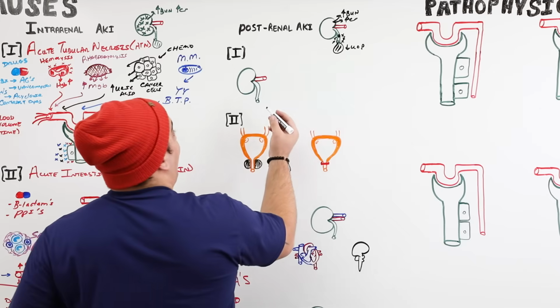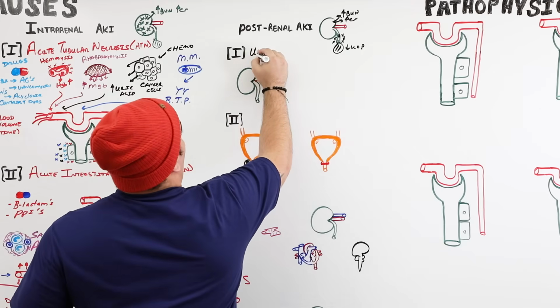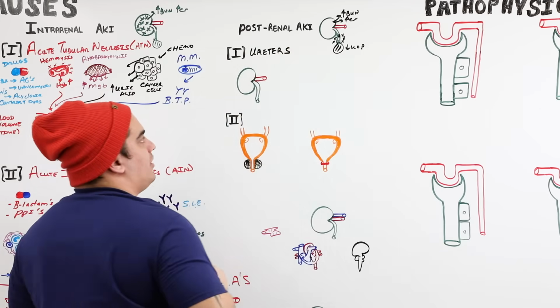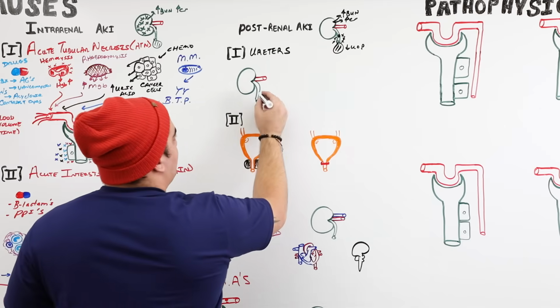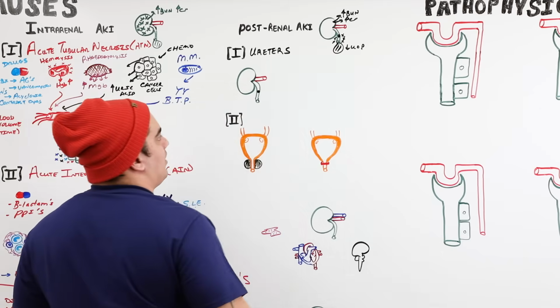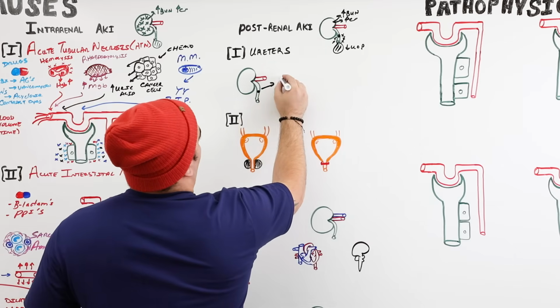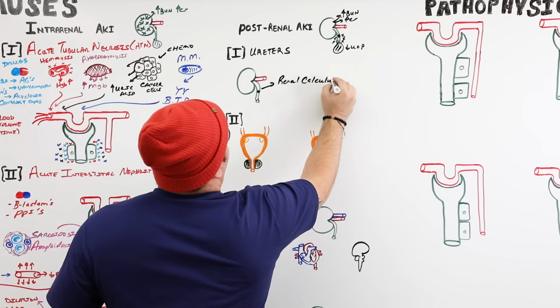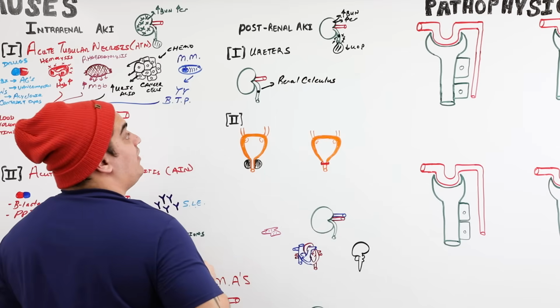So what are some things that can actually happen? It's actually not that bad, right? So it's something that's involving the ureters. Something involving the ureters has to be wrong here. And what's really easy is something like a kidney stone. So sometimes having what's called renal calculus, right, could be a cause. So some type of kidney stone.